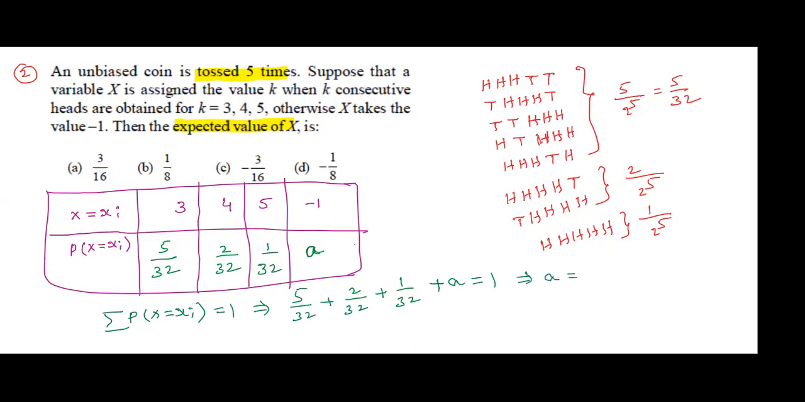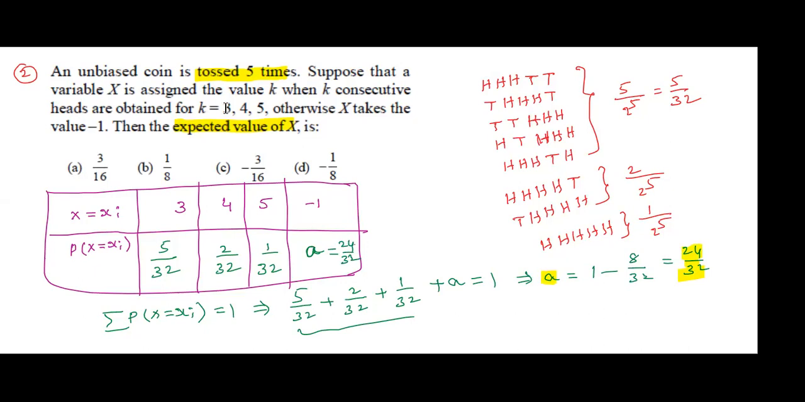a is equal to 1 minus 8 by 32. Here take the LCM. That means 24 by 32. This is the a value, 24 by 32. So in place of a, write 24 by 32. So up to here understood now.